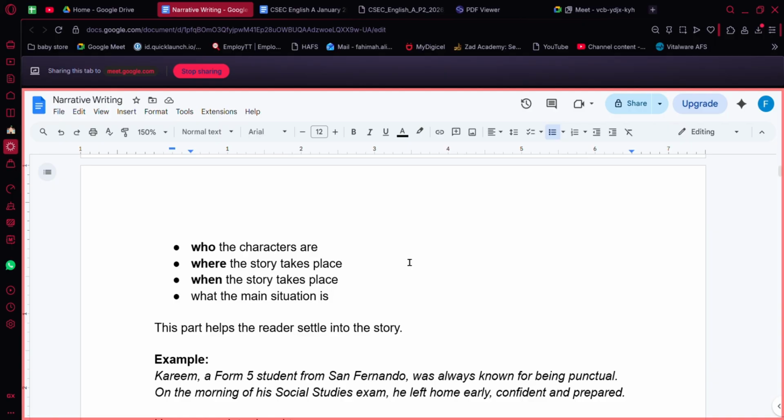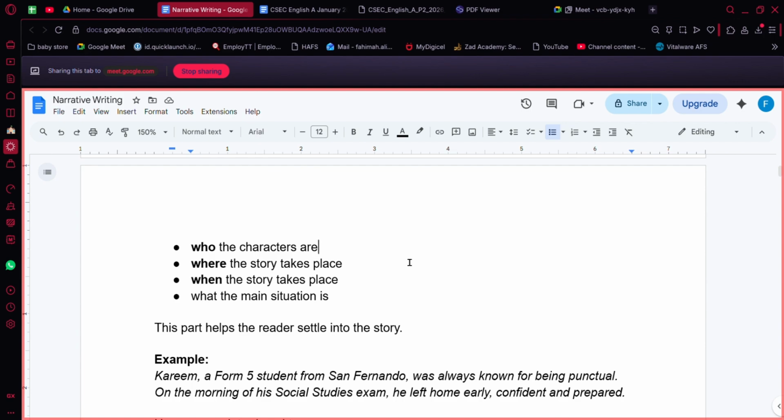So this is the setting. It might be in a school, at home, in a mall, in a haunted house, different places. When the story takes place, maybe it is happening in the 1950s. Maybe it is happening yesterday morning. Maybe it happens 2 years ago. Different things like that. Maybe it's at night. And what the main situation is. So, is the main situation that I was locked in a haunted house? Is it that I had to go and look for the treasure buried under the lake? Is it that I forgot my pencil or my study notes home? So whatever the main situation is, mention that. So this helps the reader to settle into the story.